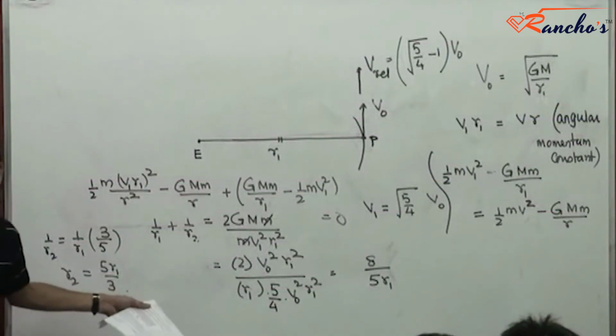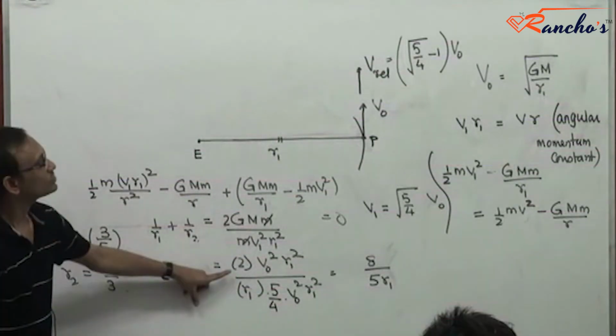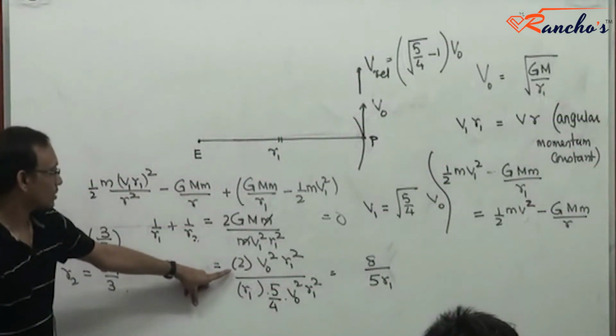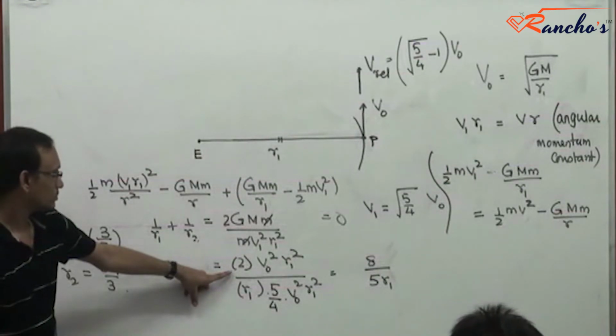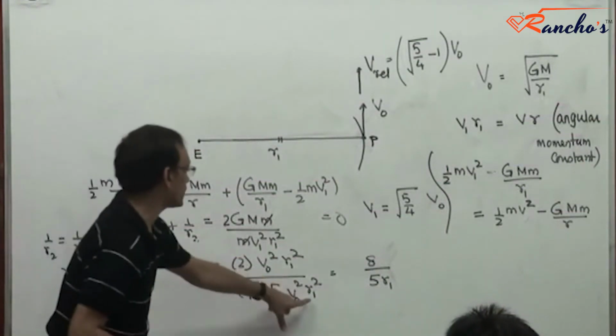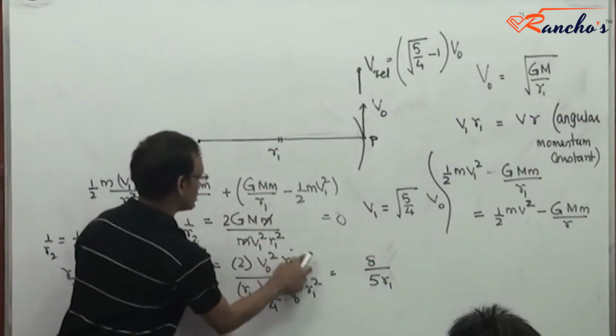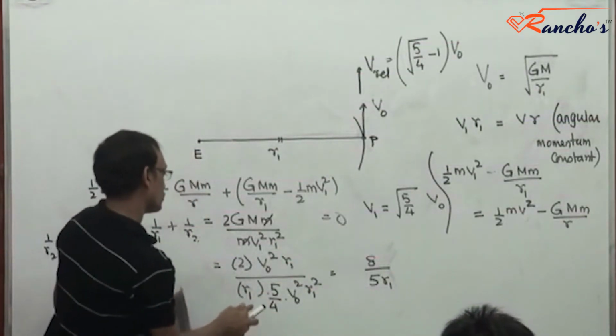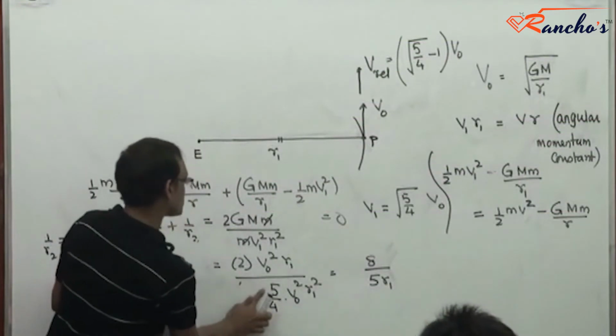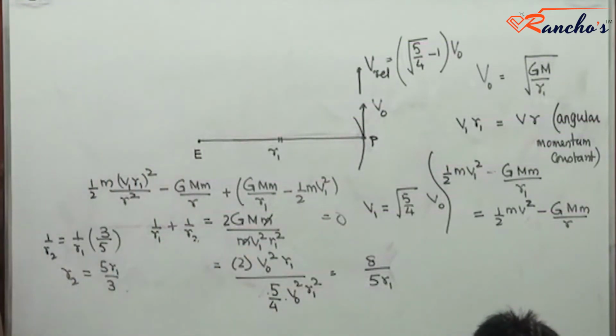You know what all I did here? GM is V0 squared into R1. So this would be R1 squared, so it will be 1 by R1 aega. V0 squared into R1, right? So it will cut, so it will still be 1 by R1, 8 by 5 R1. It will be 8 by 5 R1, right?